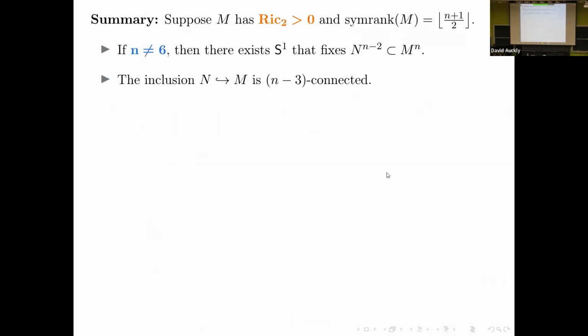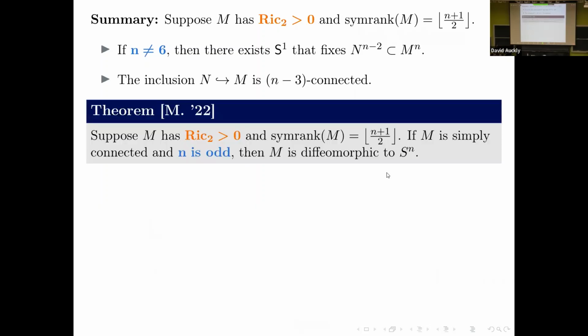Okay, so in summary, what we've gotten from the isotropic rank lemma and the connectedness lemma is if you have Ricci 2 positive and you have maximal symmetry rank, if the dimension isn't 6, you're going to have a circle that fixes a codimension 2 submanifold. And we know how connected the inclusion is going to be for that submanifold.